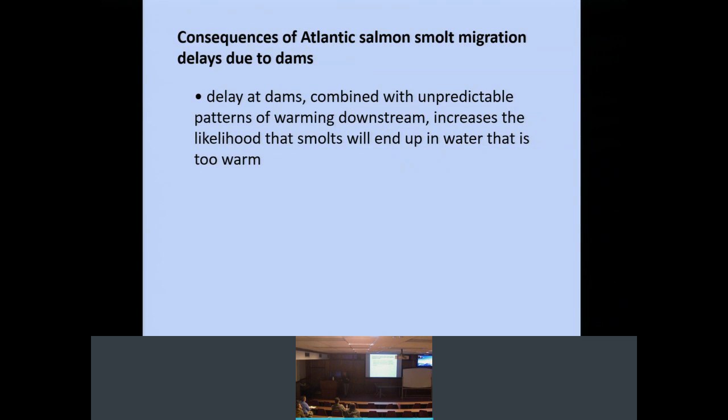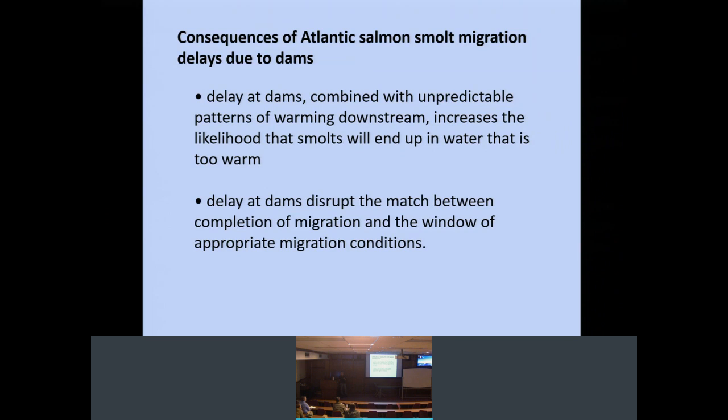So the delay at dams combined with this unpredictable, I mean, it's predictable in that it gets more common the longer you go in the season, patterns of warming downstream increases the likelihood that smolts will end up in water that's too warm. So it disrupts this match between the completion of the migration and this window of conditions where it's appropriate for migration. So it isn't so much what's happening at the dam, it's what the delay at the dam causes to happen later.